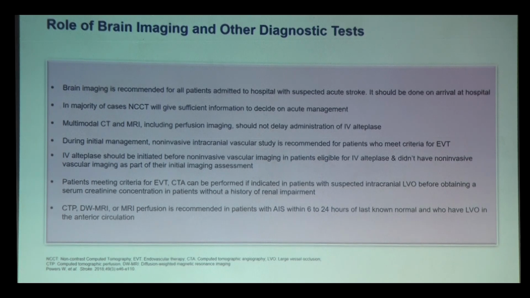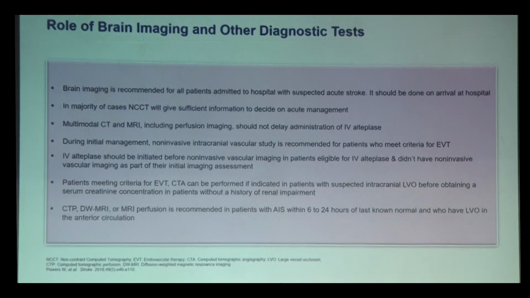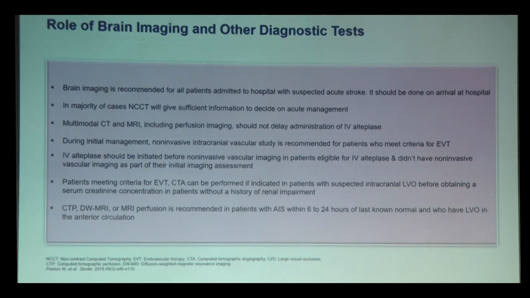In patients who are beyond the window period, like beyond 6 hours, we would like to go ahead with CT perfusion or MR perfusion imaging, or we can even go ahead with the diffusion-FLAIR mismatch criteria as per DAWN and DEFUSE, which we will be discussing in the further slides.